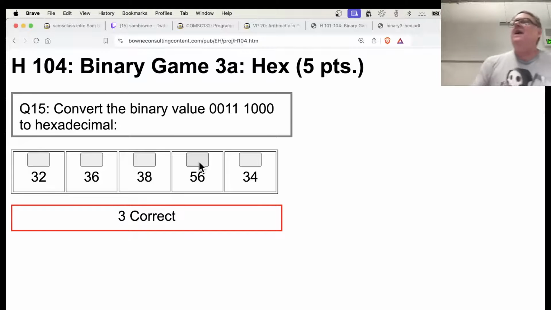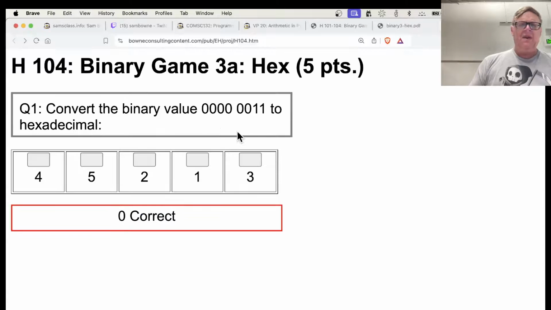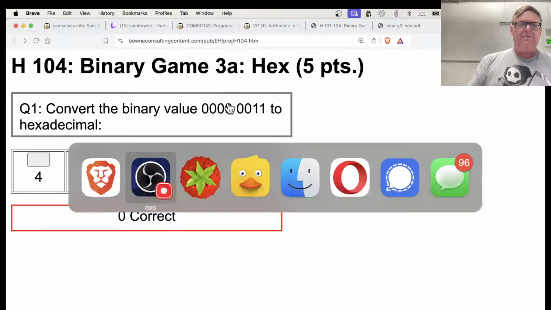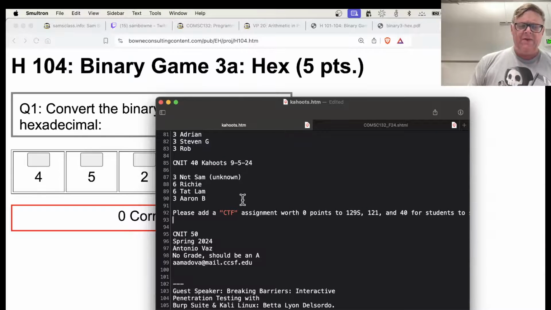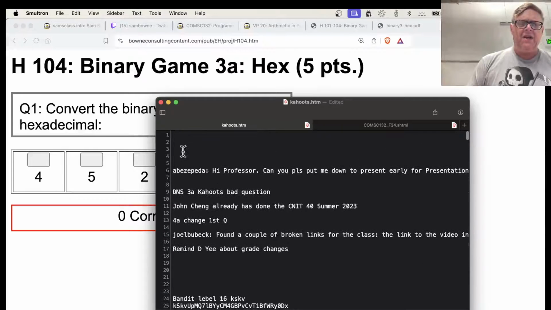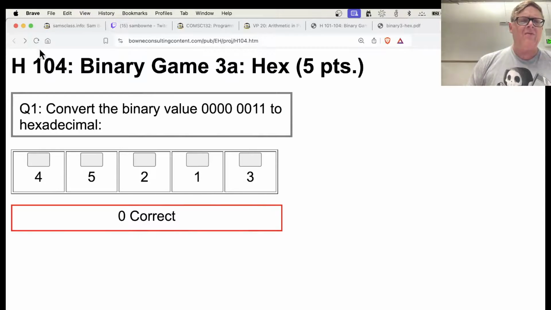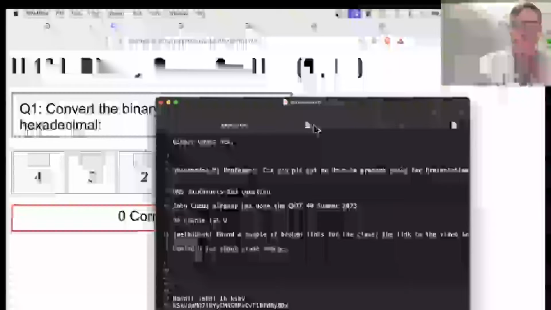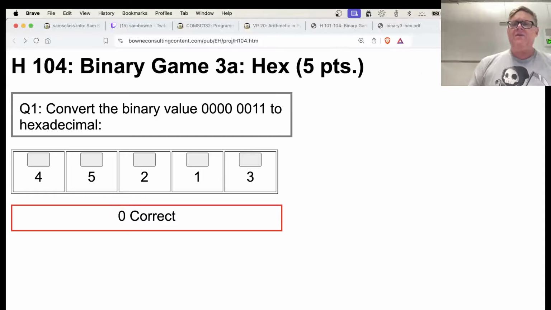That's hex. Hex is extremely useful. I got it wrong? No, that's a bad answer in my system, I'll make a note of that. Binary games seems to have a bad answer. Let me make a note: binary games, hex. I wonder if I can retrieve that message. Not easily. I saw 56. All right. Anyway, I doubt there's a mistake in there, but there might be.